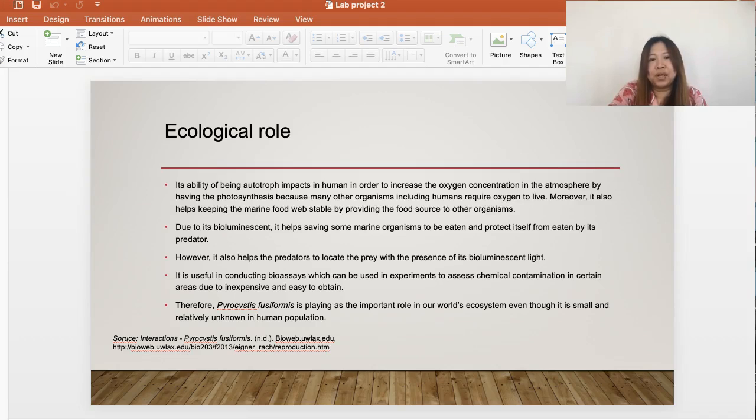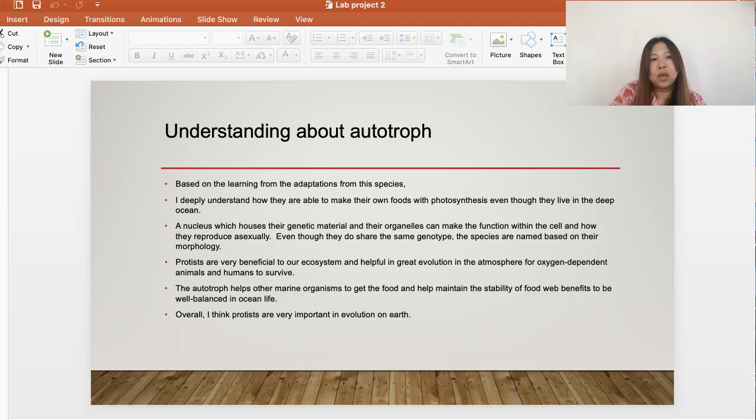It is useful in conducting bioassays, which can be used in experiments to assess chemical contamination in certain areas, due to being inexpensive and easy to obtain. Therefore, Virusidae fusiforme plays an important role in our world ecosystem, even though it is small and relatively unknown in human populations. Understanding about this.